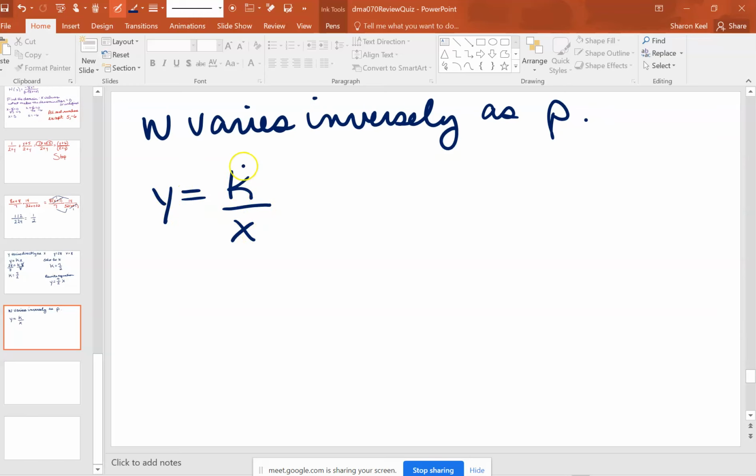All we have to do is adjust it by replacing and using the letters w and p instead of y and x. So we would write it as W equals k over p. That's what they're going to be looking for. So identify it in the form that we use with the x and the y, and then substitute the letters that they chose.